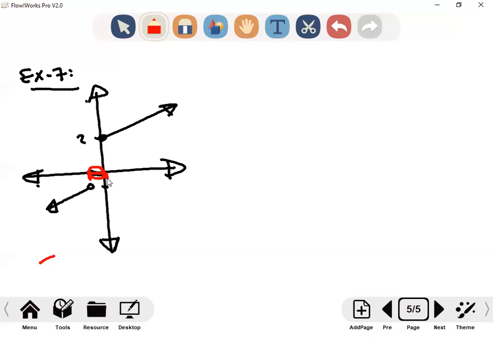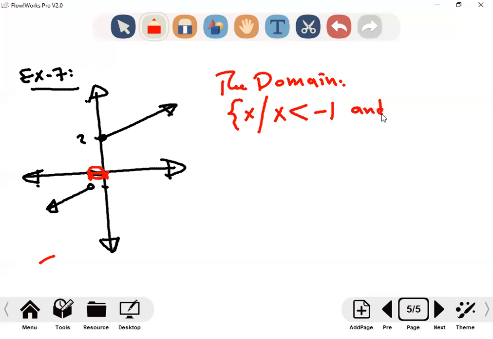How will I write it? I'll write the domain with set builder first. x such that x less than -1 or x more than or equal to 0. We said that between -1 and 0 it's not included. So x less than -1 or x more than or equal to 0.